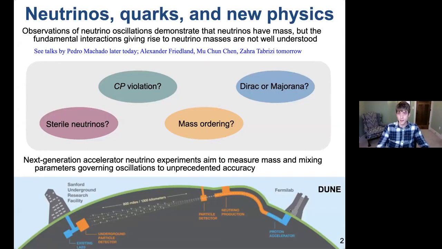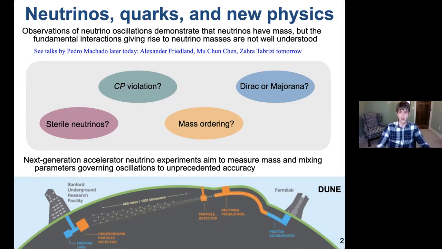So neutrino oscillations provide a fascinating window into beyond the standard model physics that we can actually measure in a laboratory. We know that neutrinos have mass, but we don't know whether it's Dirac or Majorana, what the mass ordering is, how much oscillations violate CP, and whether there are sterile neutrinos. So you'll be hearing more about what neutrinos can teach us about some of these big questions from Pedro Machado later today, as well as Alex Friedland, Muchen Chen, and Zara Tabrizi tomorrow.